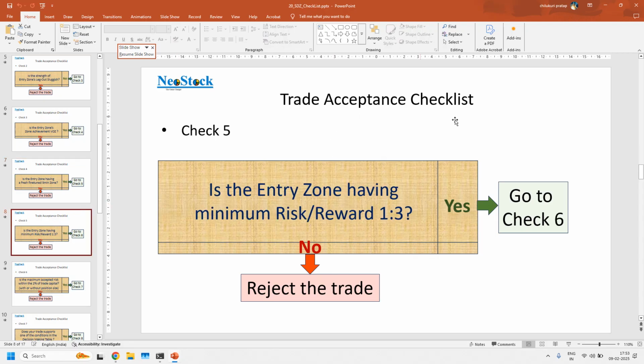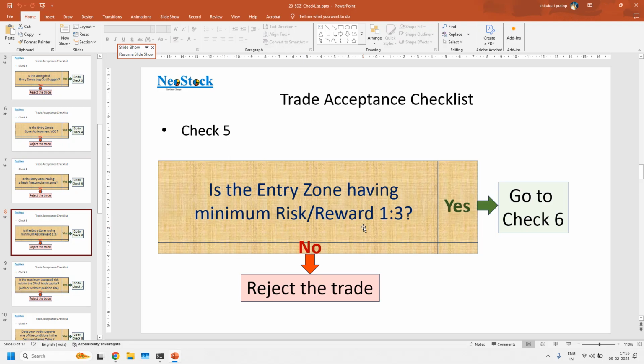Next one, trade acceptance checklist. Is the entry zone having a minimum 1:3 risk reward? This is also something we should take care of manually. Why manually? Because human judgment is always best. See, software works according to the rule, but what can a human do? You can adjust the entry. You can reduce the risk, adjusting the entry to that level. If price reaches it, you may get 1:3 RR.